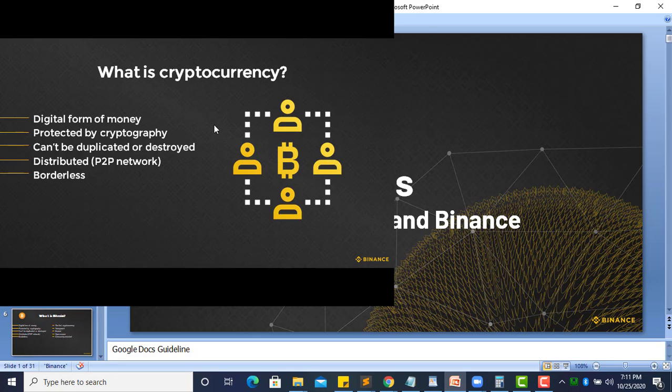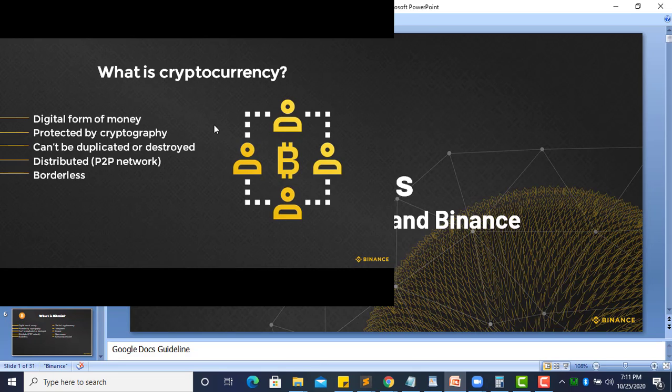Can't be duplicated or destroyed. Cryptocurrency cannot be duplicated. It cannot be destroyed. If you transfer 1,000 cryptocurrency to me, for example, transfer 1,000 Bitcoin to me, it's still going to be 1,000. I cannot go and change it to 2,000, and I cannot go and delete the record that you didn't transfer any cryptocurrency to me. So that is what it means. Once it is sent, it cannot be denied that you've not sent the money. So that is cryptocurrency for you.